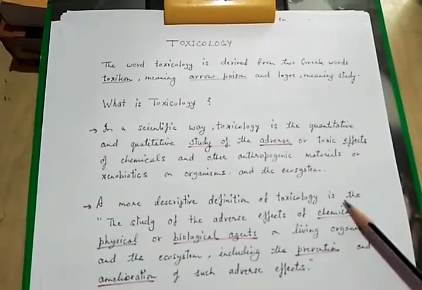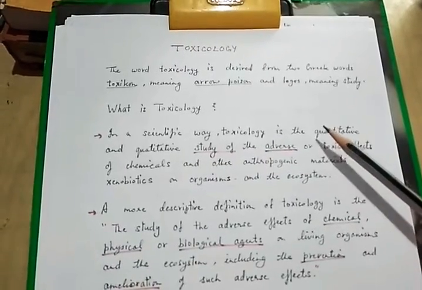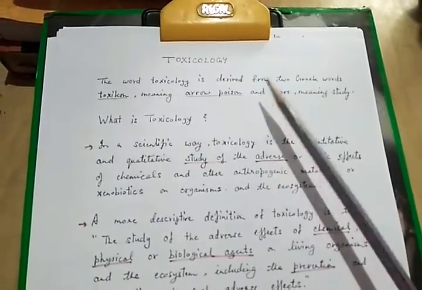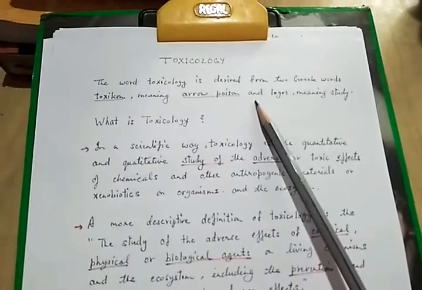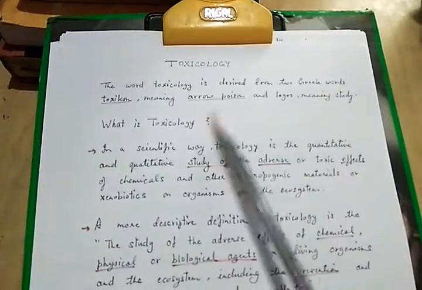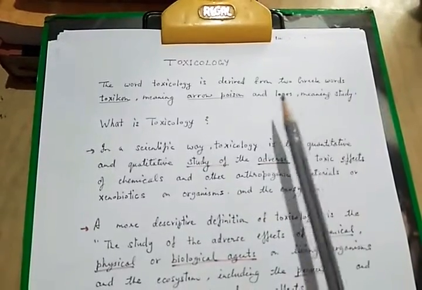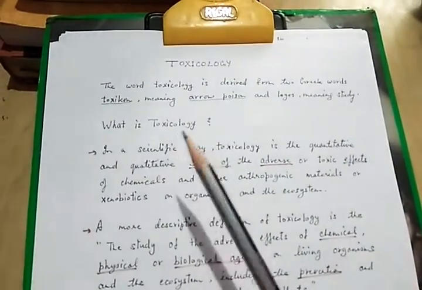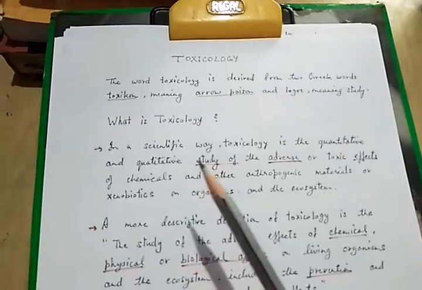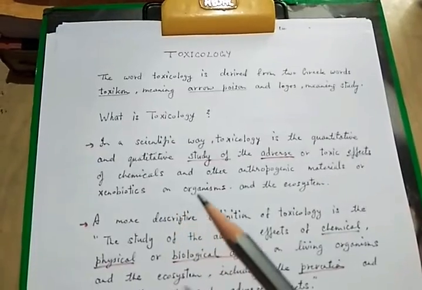Today we will start a new topic, that is toxicology, that is under the syllabus of semester 6. So let's first see the word meaning of toxicology. The word toxicology is derived from two Greek words, toxicon meaning arrow poison and logos meaning a study. It is perhaps derived from the fact that in earlier days people used to poison their arrow for hunting and other purpose.